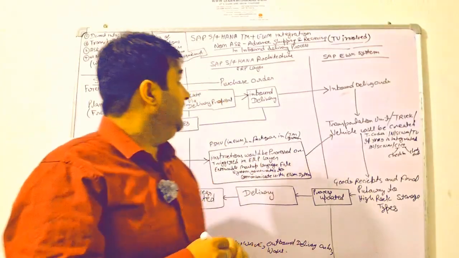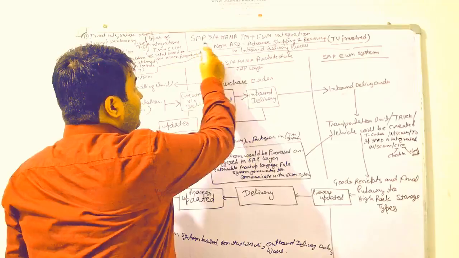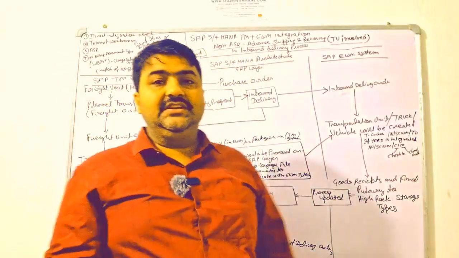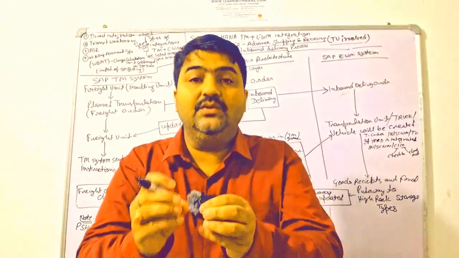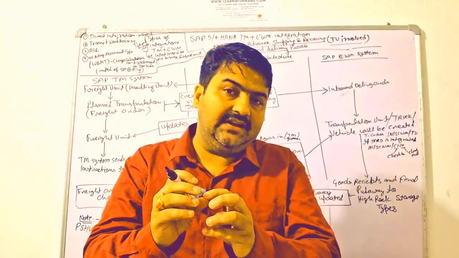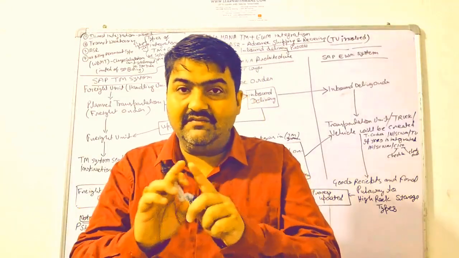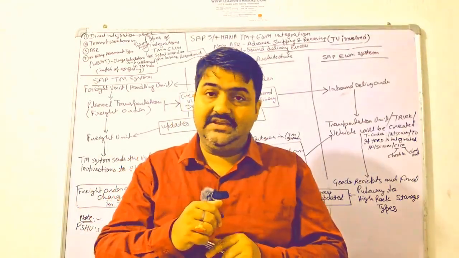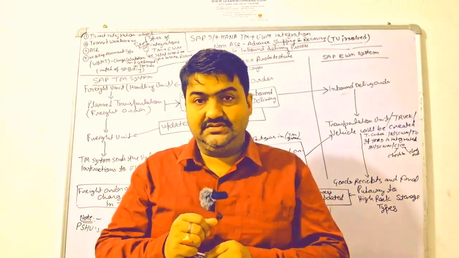Okay, in your SAP TM EWM integration, if it is directly TU, I will tell you the differences. Directly TU will be integrated. That means we don't have advanced shipping and receiving here. I am saying it is a TU-centric process.